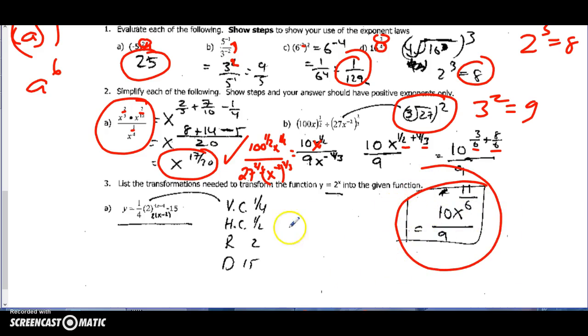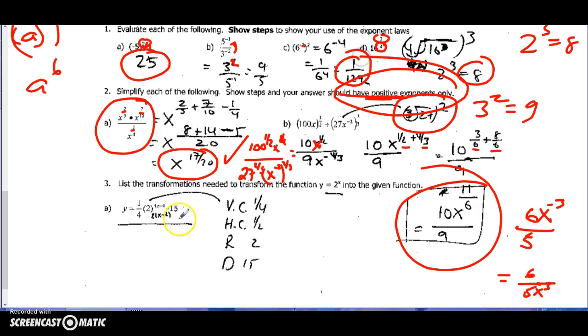If for any reason I had a negative answer here or here, let me just tell you. Let's say I worked the question out and I ended up with this: 6 over 5x to the negative 3. Okay, that's my final answer. Well, I don't want negative exponents. I only want positive exponents. So I'd add one extra step, and I'd leave the 6 over 5, and I'd bring this x to the negative 3 down and make it x cubed. Okay, so be cognizant of that.